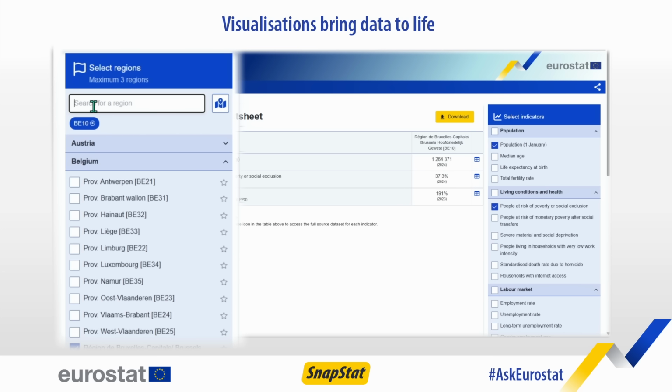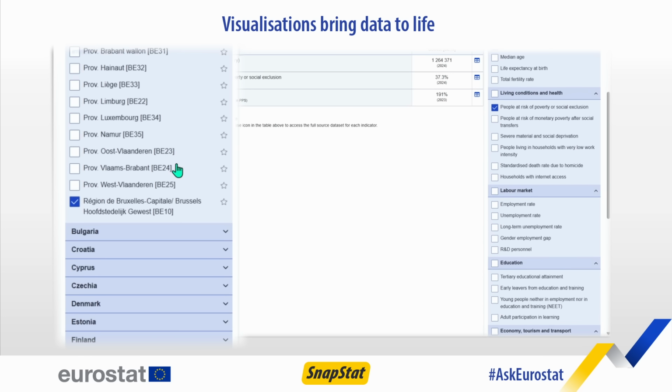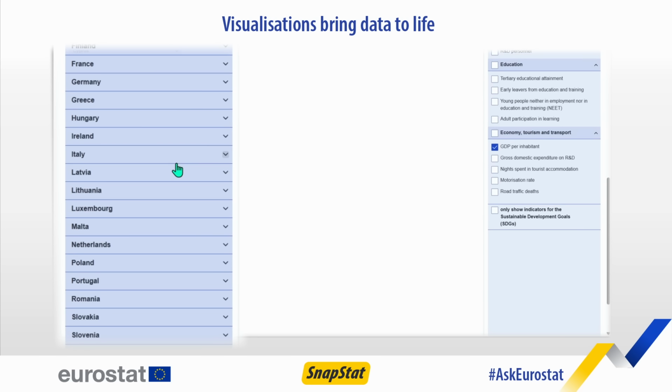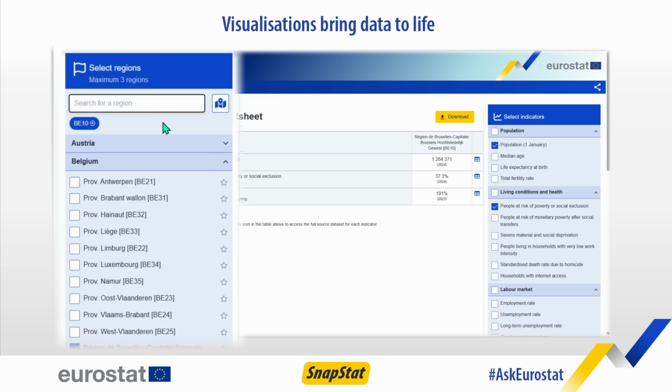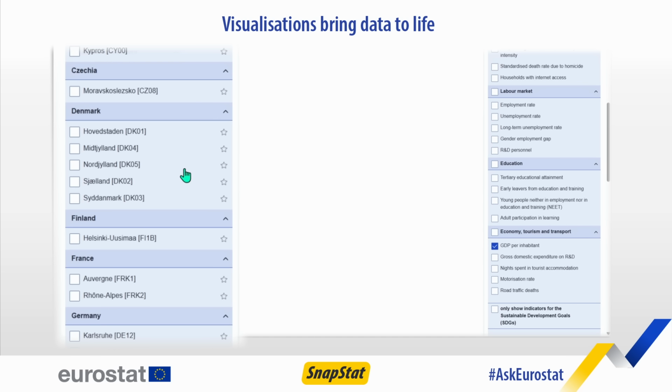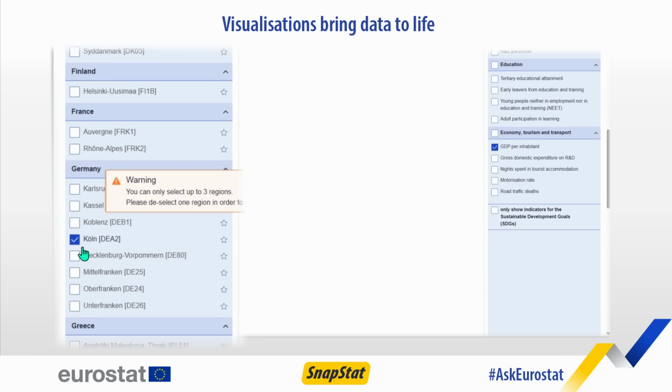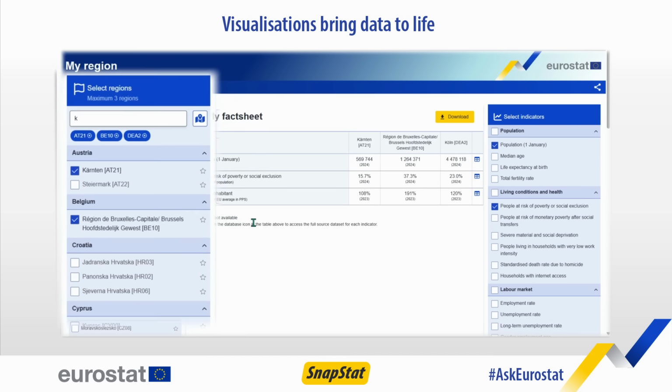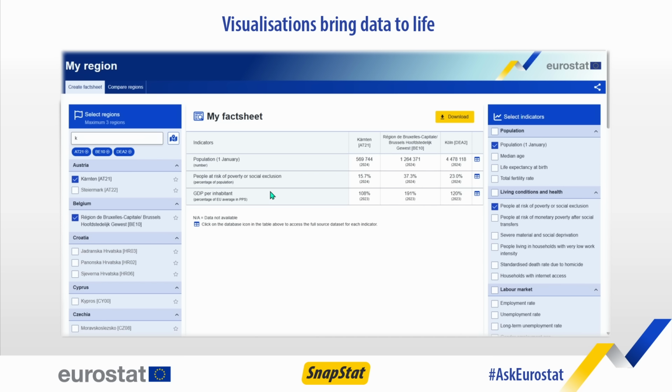If I'd like to select another region now, I can either scroll down here on the left the list of countries and drill into the regions, or I can type my region in here. So for example, I select now Kärnten in Austria and Cologne in Germany, which is my region. You can select up to 3 regions in this tool, or 2 or less.